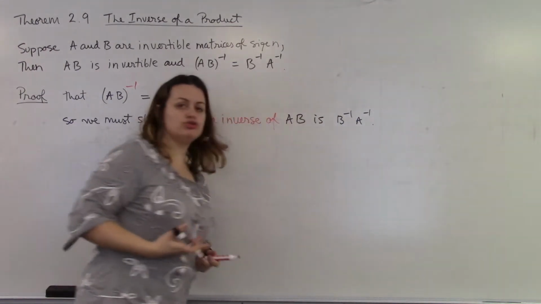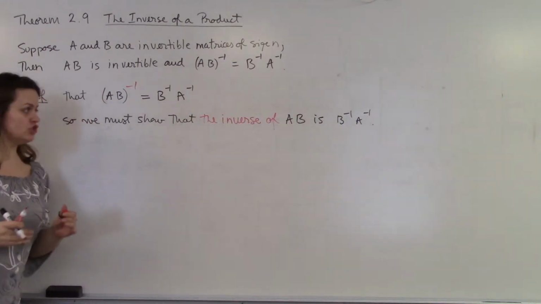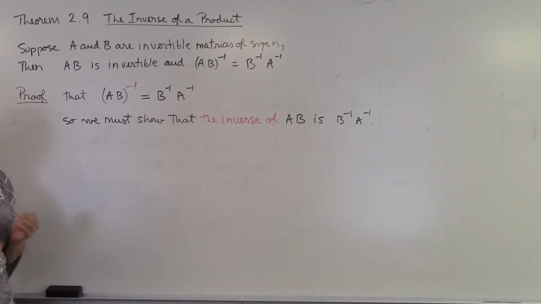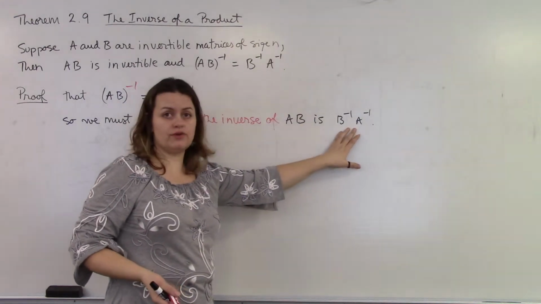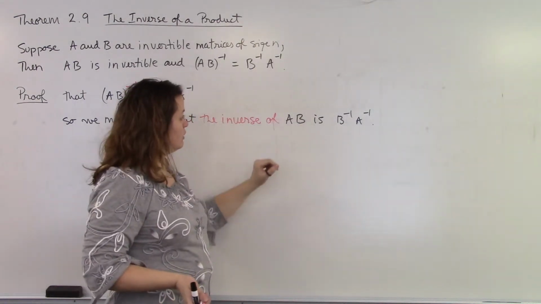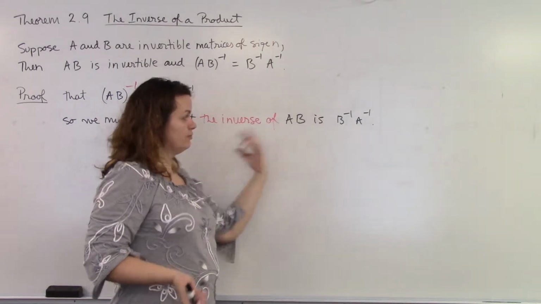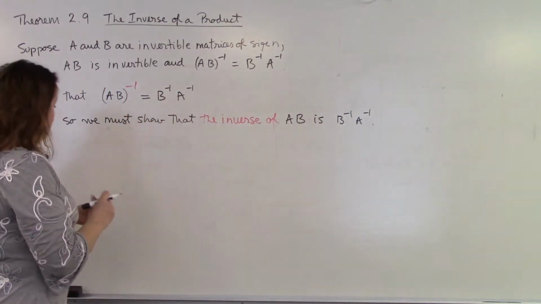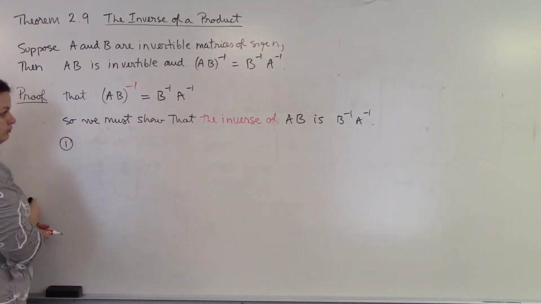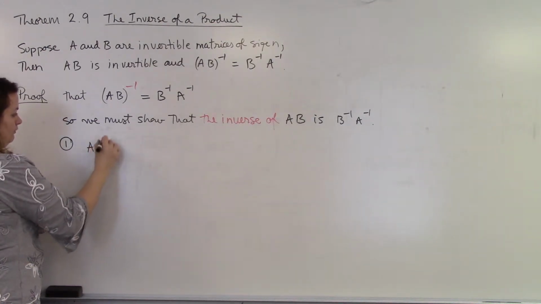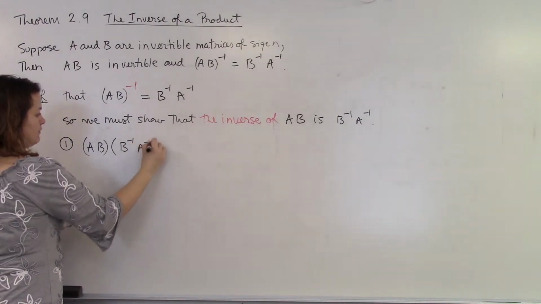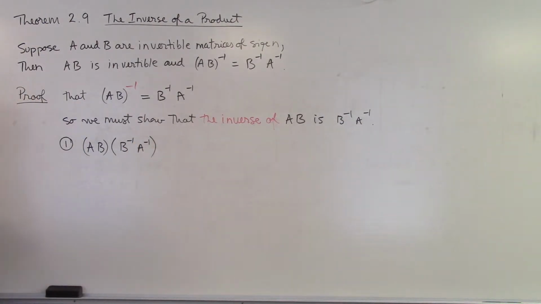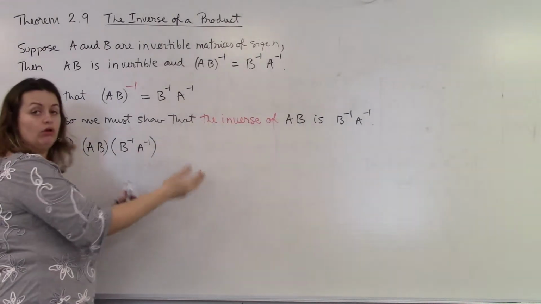Well, in order to show this, all I have to do is check the two conditions. I have to check that this multiplied with this from the left is equal to the identity, and also that this multiplied with this from the right is the identity. So the first multiplication, AB times B inverse A inverse. Now let's see. I have to show that this equals the identity.